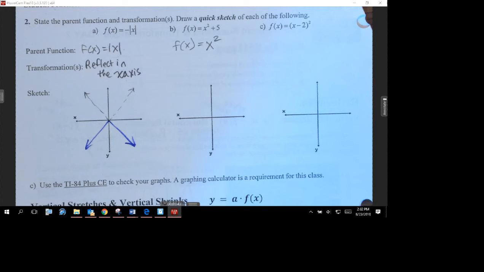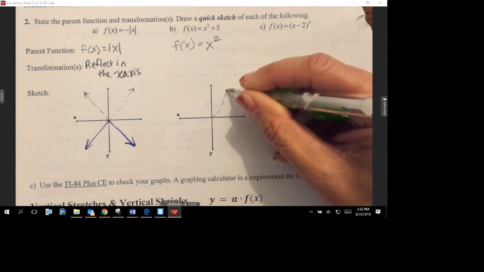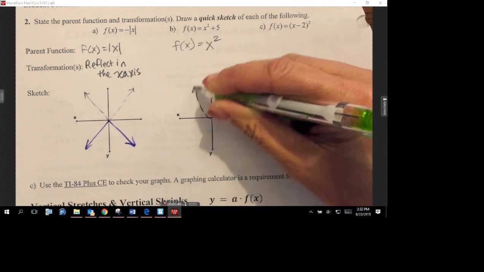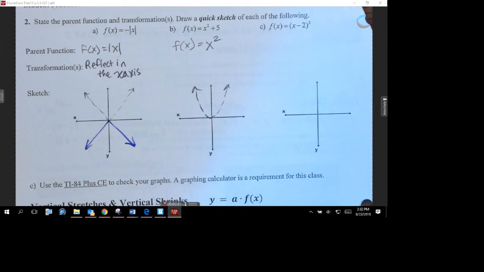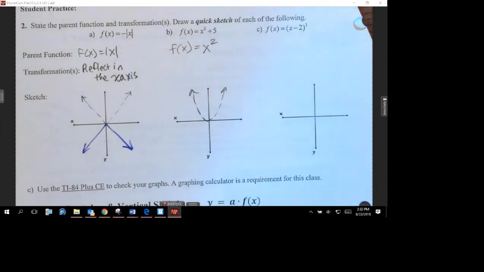What shape is x squared? A U. So let's quick sketch a U. There we go. Now we have to figure out the transformation. This is adding a 5. So that's inside or outside of the x squared? Outside. So anything outside, because there's no parentheses, the 5's not being squared. Anything outside is always vertical.